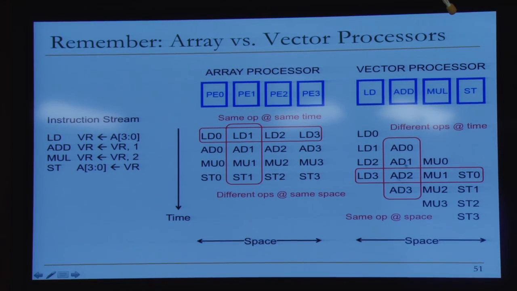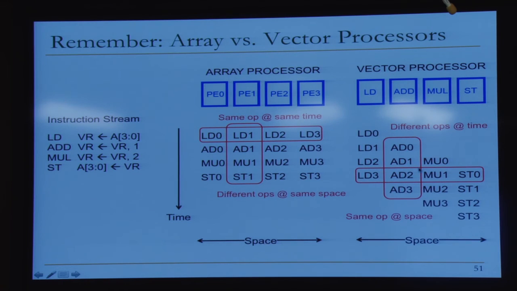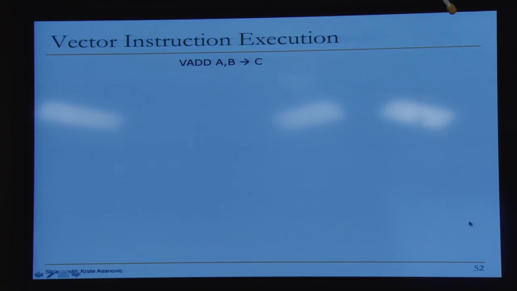Vector processor: different operations at the same time, and same operation at the same space. And this was definitely cheaper, right? But it's probably not as powerful as this one, because as you can see, the execution of this is much shorter than the execution of this, because this goes into this time unit.